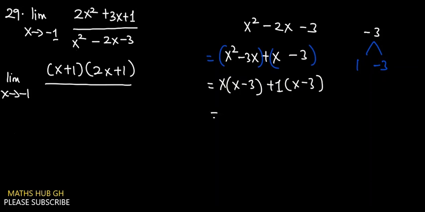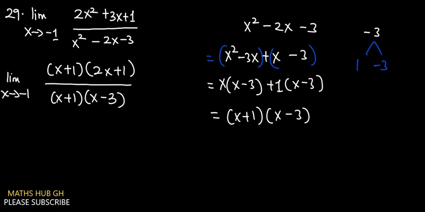So at the end, this will be equal to x plus 1 multiplying x minus 3. Now the whole limit expression will become x plus 1 multiplying 2x plus 1, divided by x plus 1 multiplying x minus 3. Now this will cancel out this, and at the end we are just going to have the limit as x approaches minus 1 of 2x plus 1 divided by x minus 3.